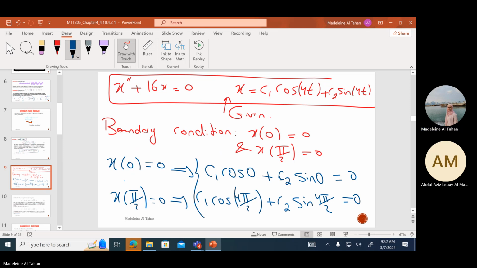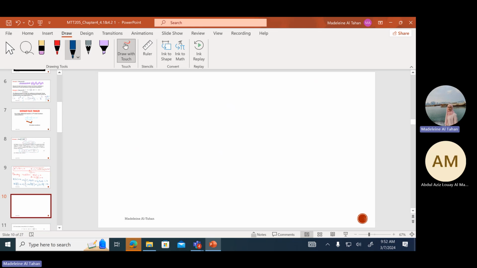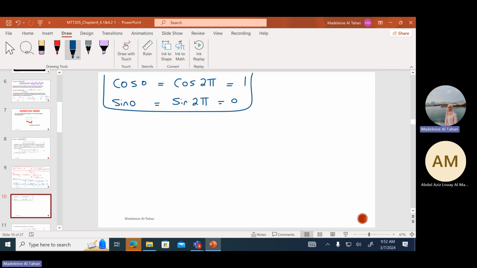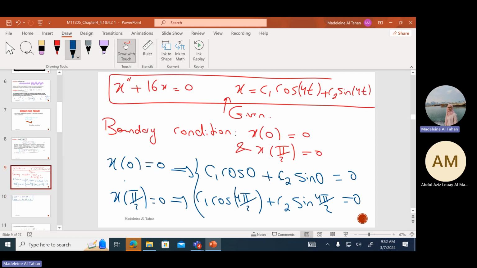Okay, let's rewrite the equation. What's cosine 0, Miss? Cosine 0 is equal to cosine 2 pi, equal to 1, and sine 0 equals sine 2 pi, equal to 0. Substitute here and give me the new equations. Again, our aim is to find what, Miss? C1 and C2.